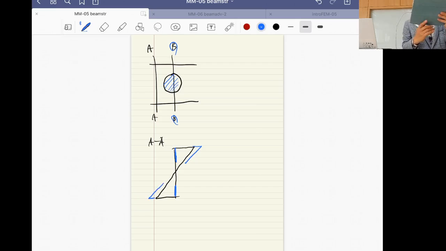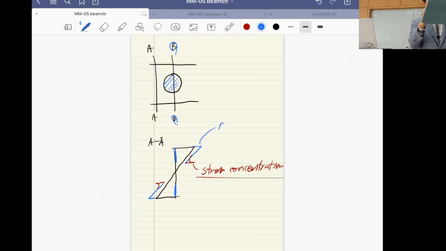Stress should be greater than at cross section A. Okay? But in addition to that, we still have what? Stress concentration. And then this is the nominal stress distribution.